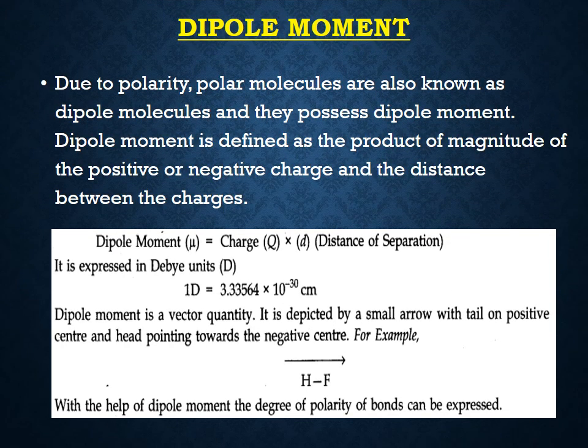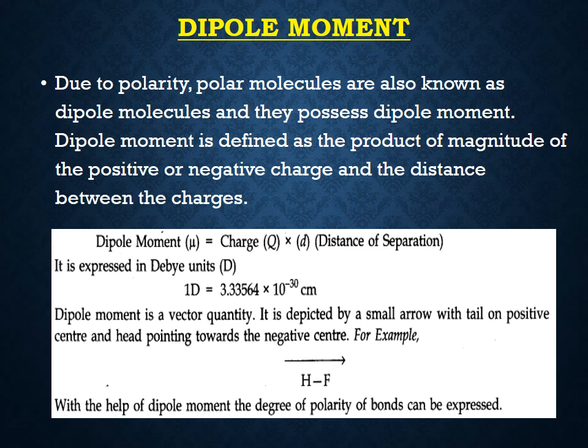Dipole moment. Due to polarity, polar molecules are also known as dipole molecules and they possess a dipole moment. Dipole moment is defined as the product of the magnitude of the positive or negative charge and the distance between the charges. Dipole moment mu is equal to charge times distance of separation. It is expressed in debye units.